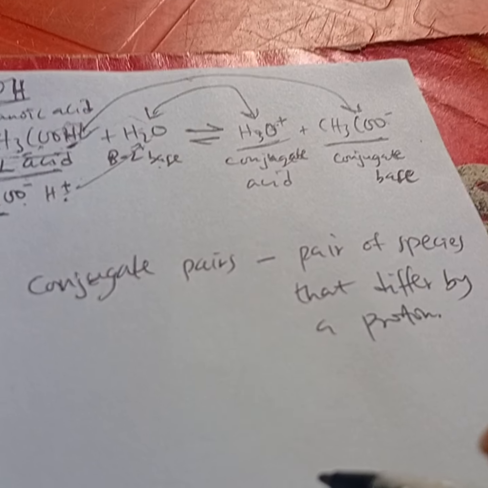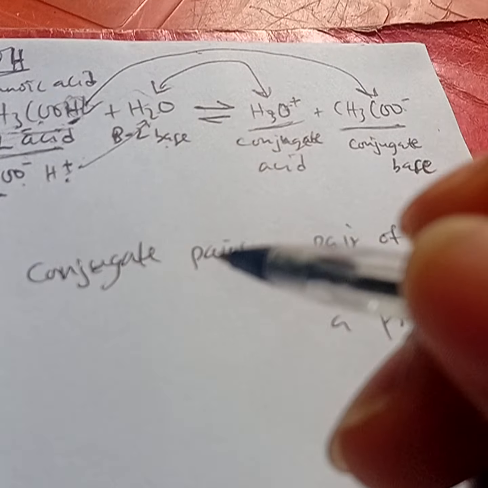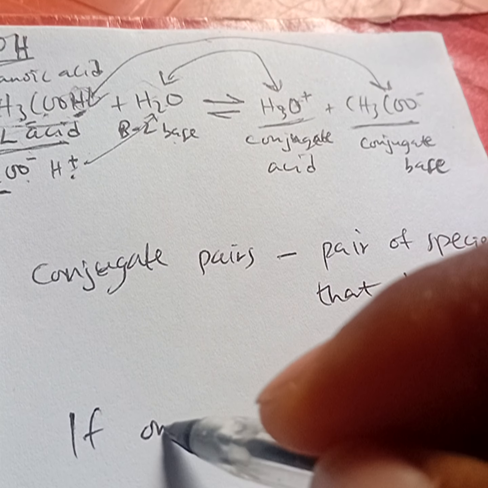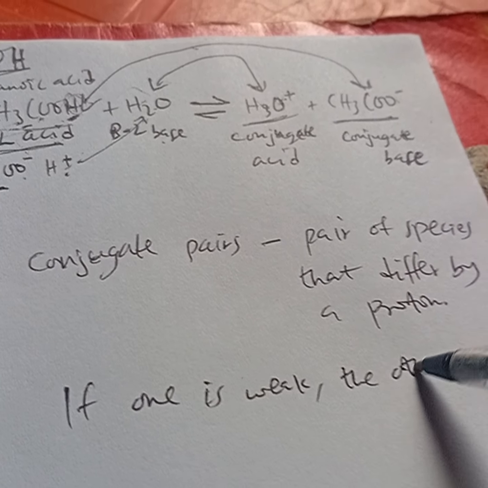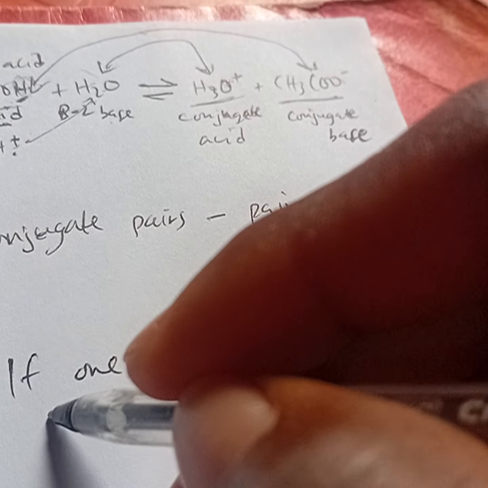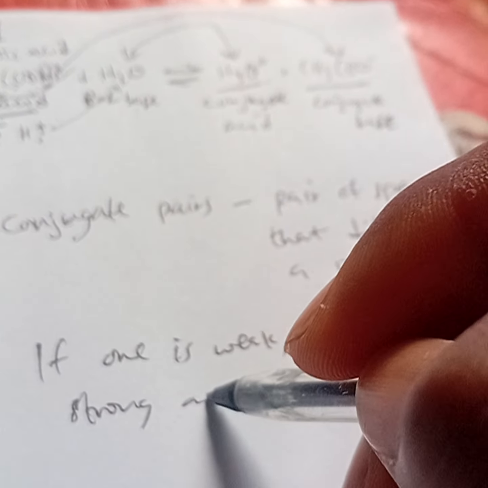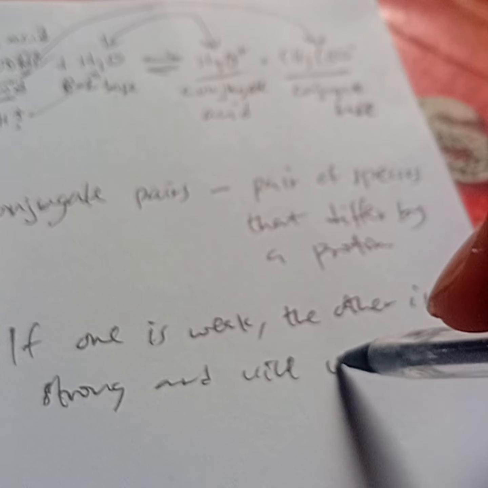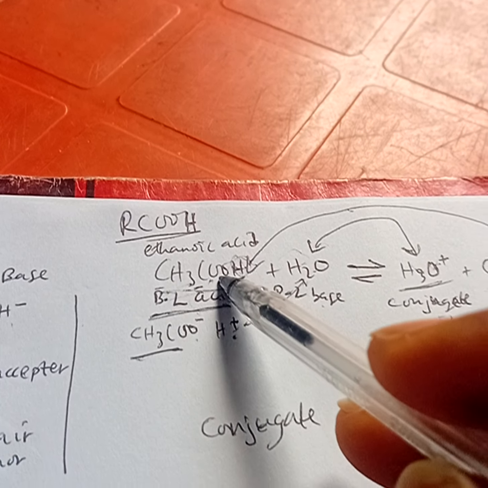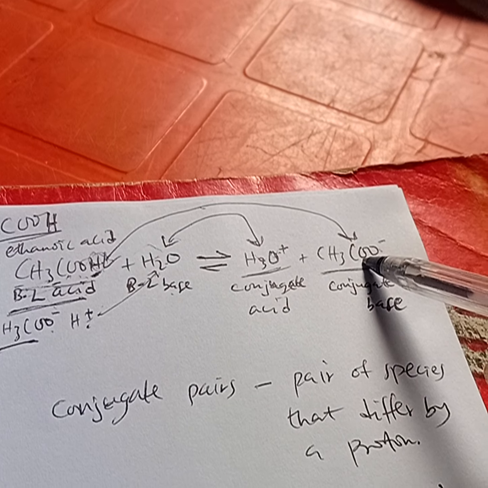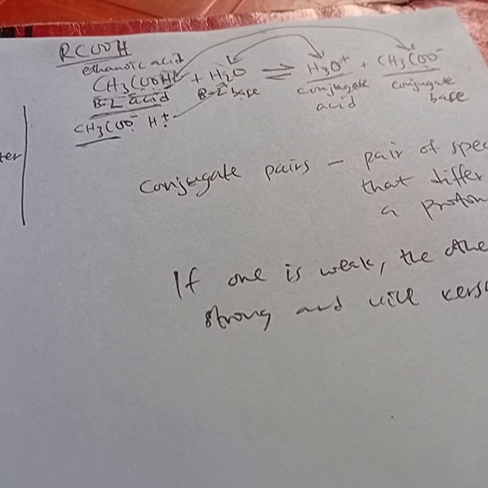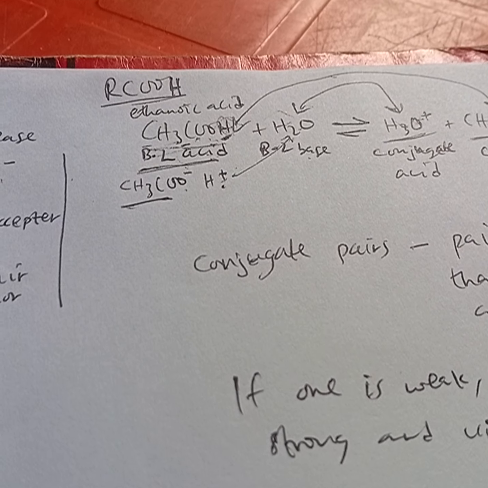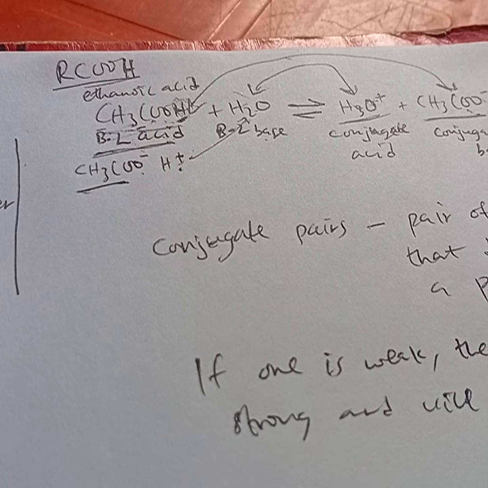Now, one thing about conjugate pairs: if one is weak, the other is what? Strong, and vice versa. So ethanoic acid is a weak acid, so its conjugate base will be a strong base, and vice versa. So that is the Bronsted and Lowry concept.